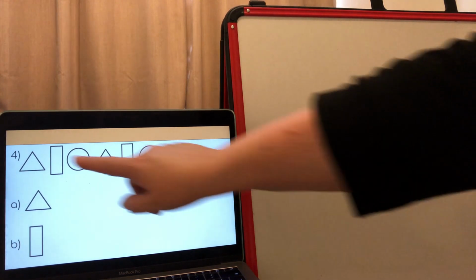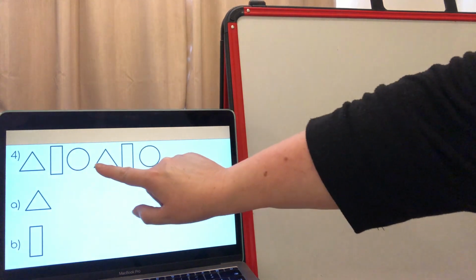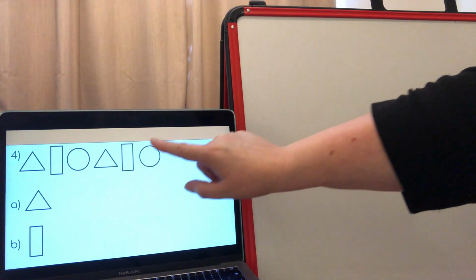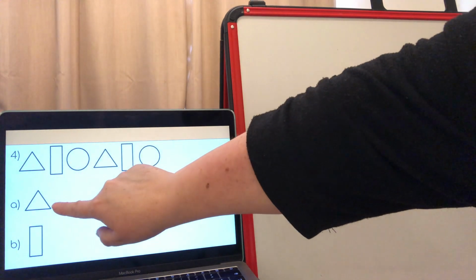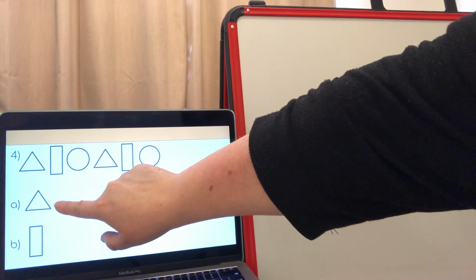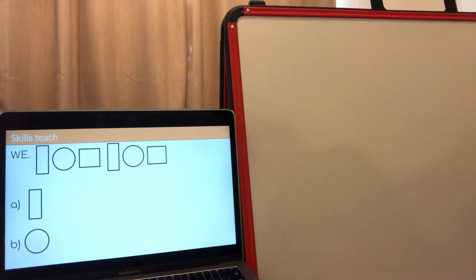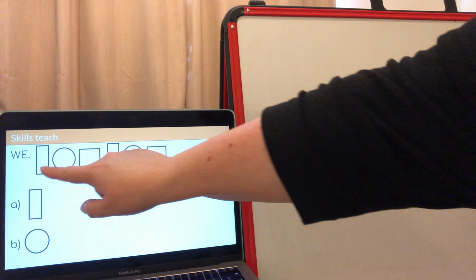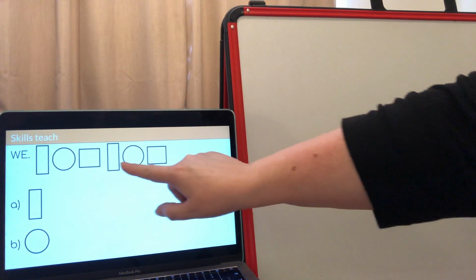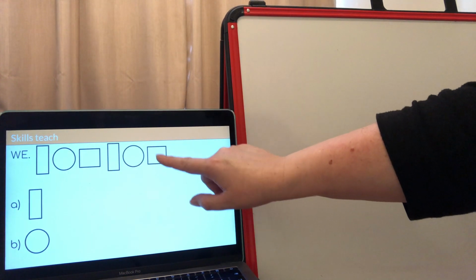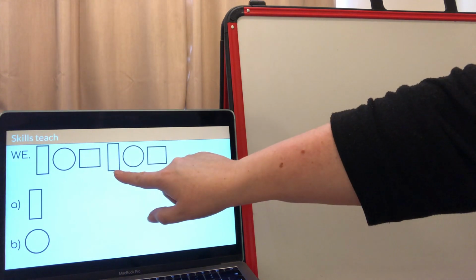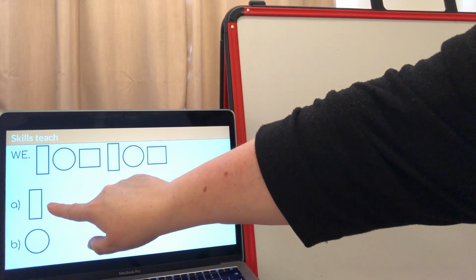Okay, so number 4 goes triangle, oblong, circle, triangle, oblong, circle, triangle. It's A. That's what should come next, the triangle. What about this one? It's going oblong, circle, square. Oblong, circle, square. What comes after the square? The oblong. The answer was A.